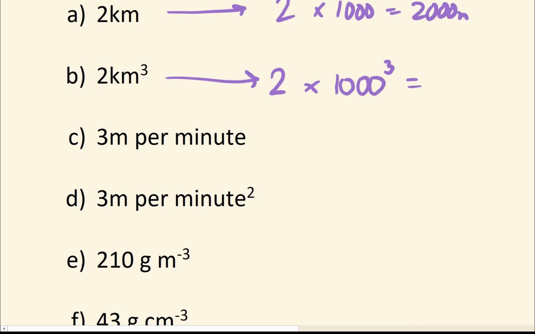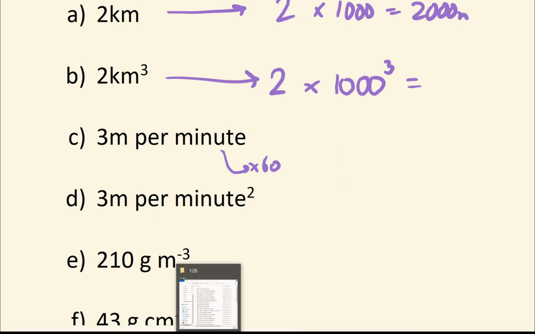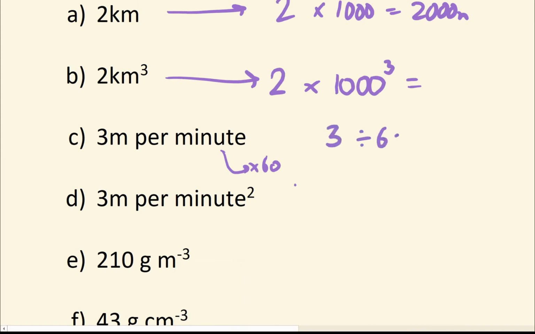Slightly more awkward is when we've got stuff like 3 meters per minute. So again, we want all speed or anything like this to be meters per second. So we need to go from minutes to seconds. You would normally times by 60, because 1 minute is 60 seconds. However, when you're basically dividing by that unit, we need to divide by the number instead. So you would then do 3 divided by 60, which gives you 0.05.